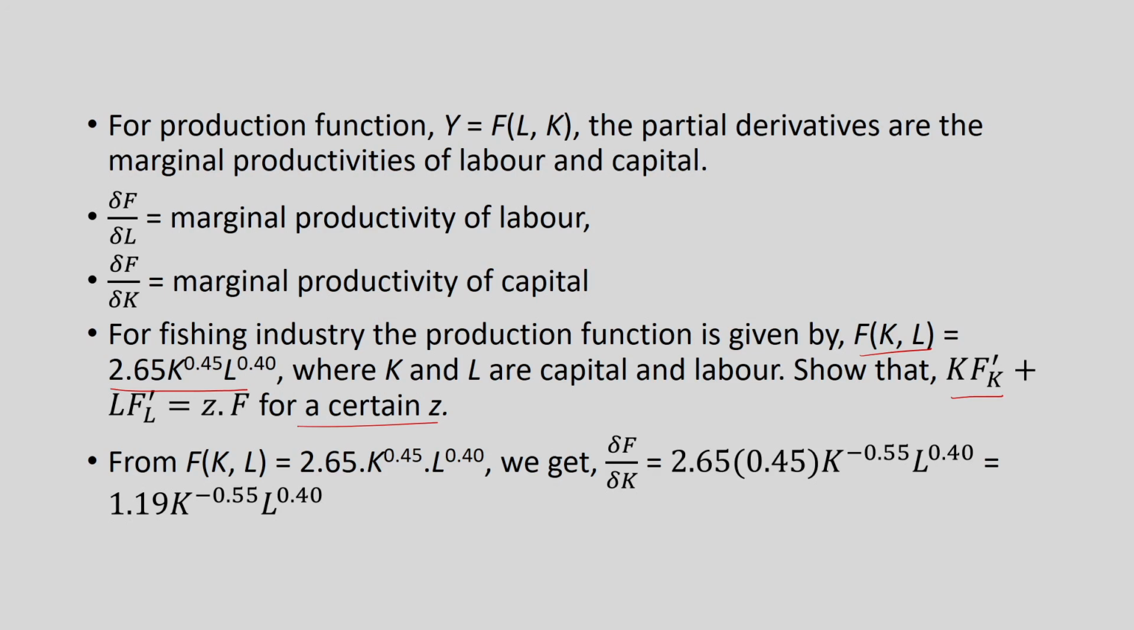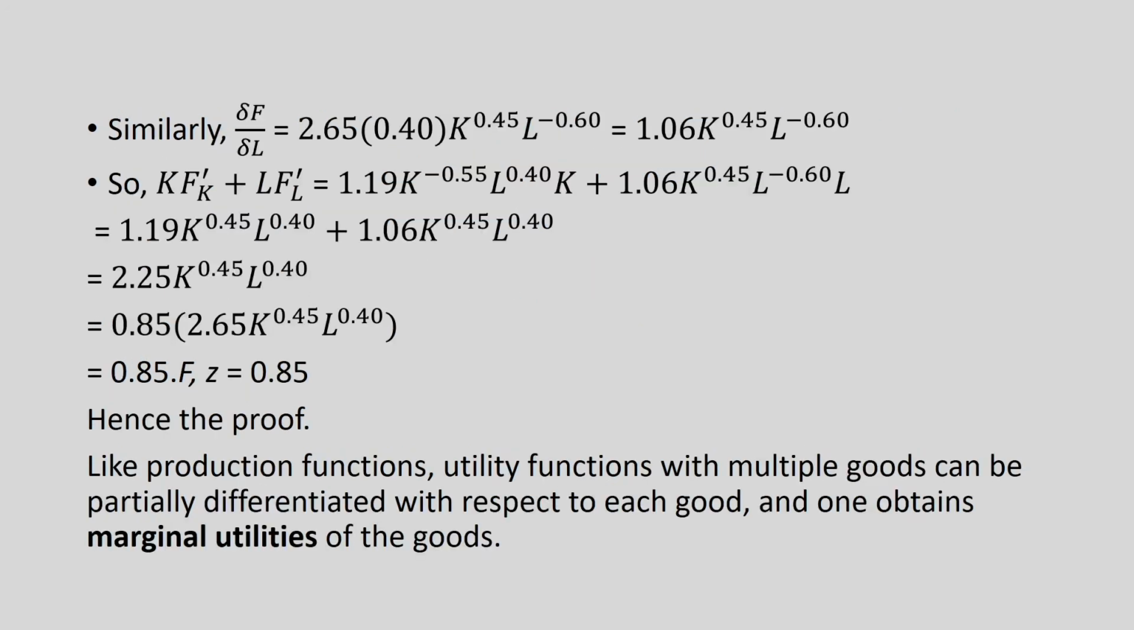So, let us first find out the left hand side, that is, I have to find out the partial derivative of the production function with respect to capital. So, I simplify this and I get this expression: 1.19 multiplied by k to the power minus 0.55 multiplied by L to the power 0.4. Similarly, the partial derivative of the production function with respect to labor will be 1.06 multiplied by k to the power 0.45 multiplied by L to the power minus 0.6.